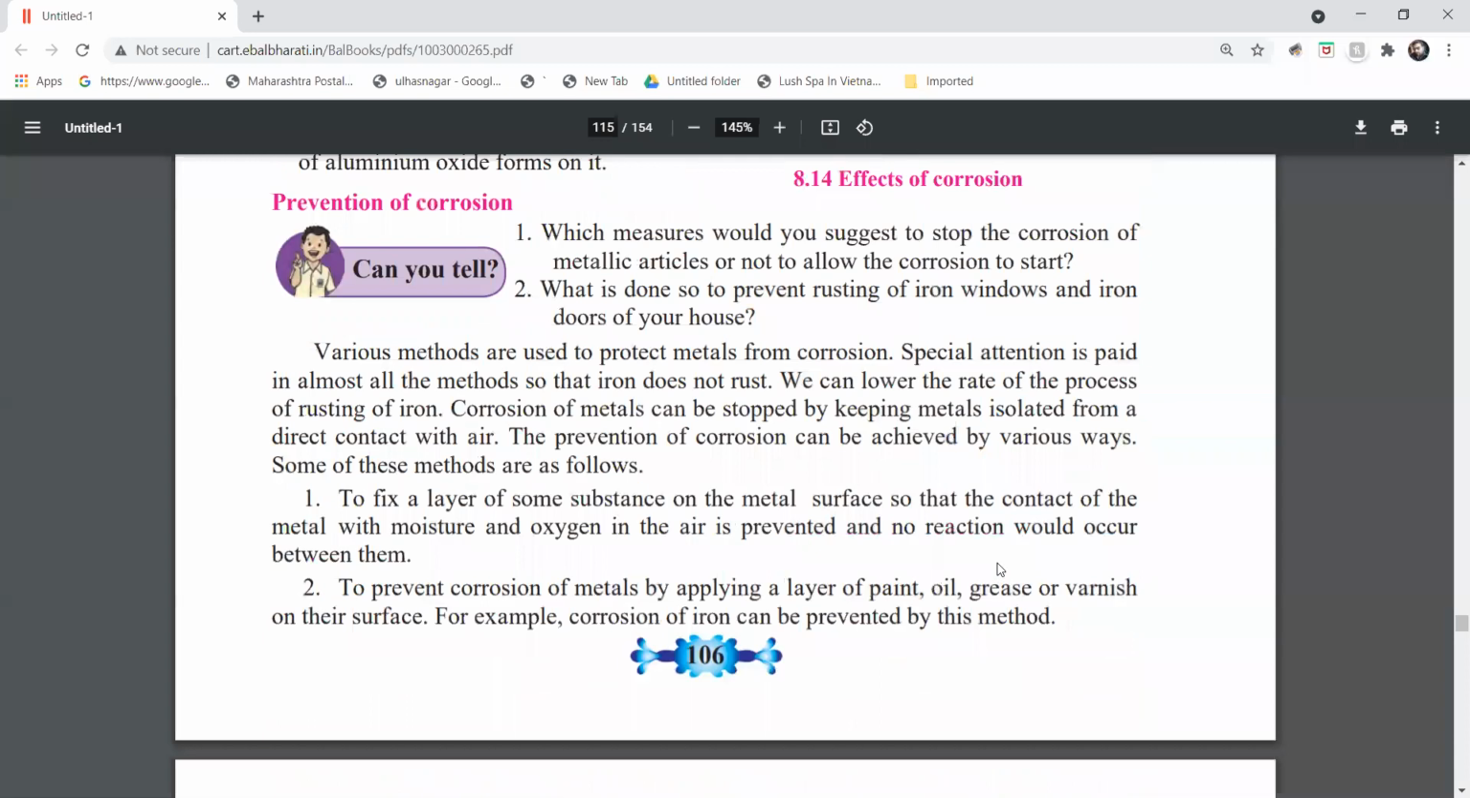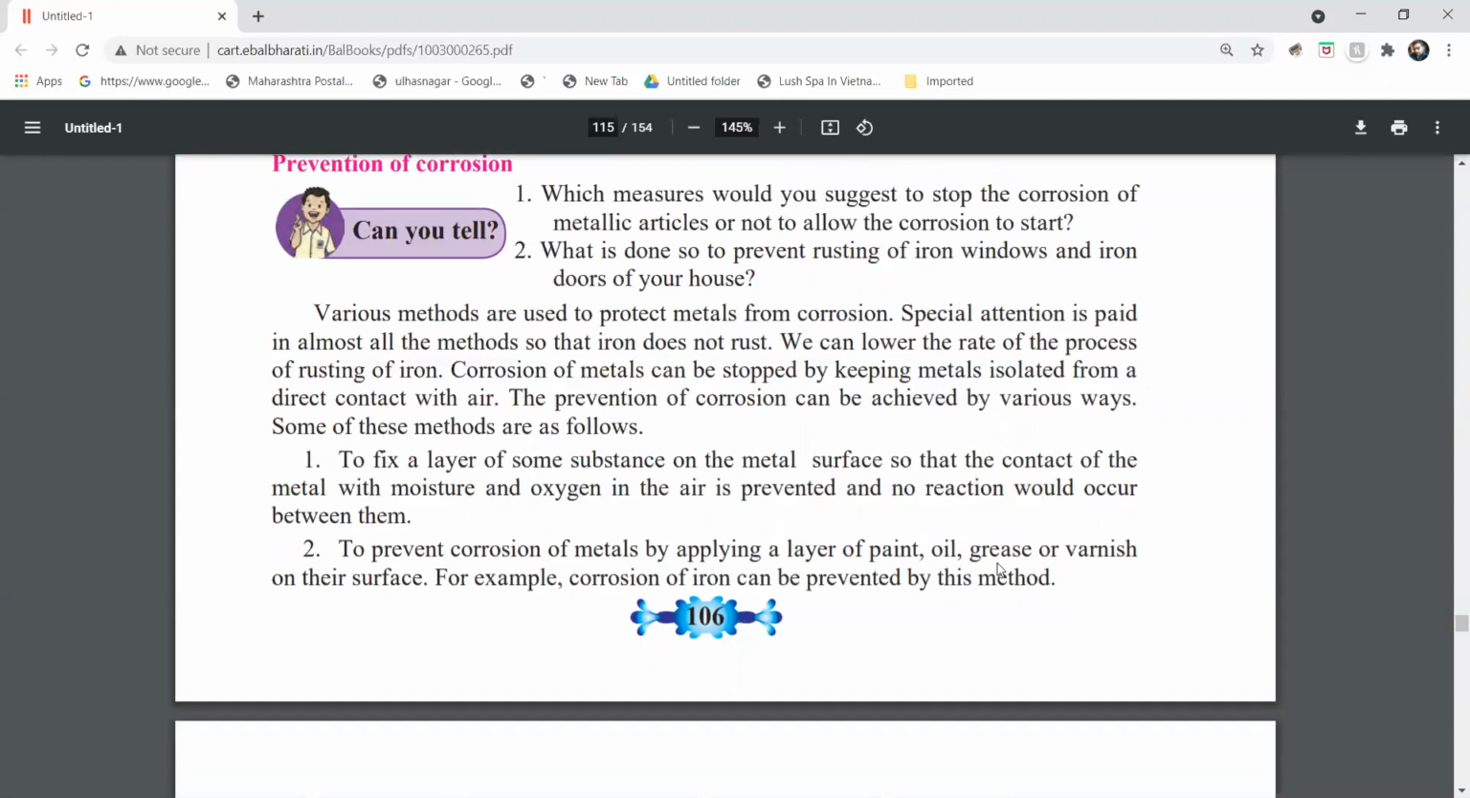For example, in iron, you can lower the rate by adding a coating that isolates it from direct contact. When I had a cycle in my childhood, I used to go and get red oxide. Red oxide was basically an oxide that was added to the surface of the iron spokes so that it doesn't come into contact with air. So you can put a layer of paint, oil, grease, or varnish on the surface. As mentioned, even your grills are painted with oil paint so that they don't get rusted. Okay.